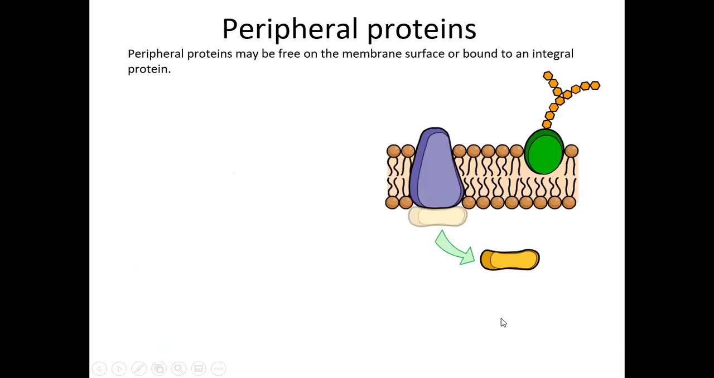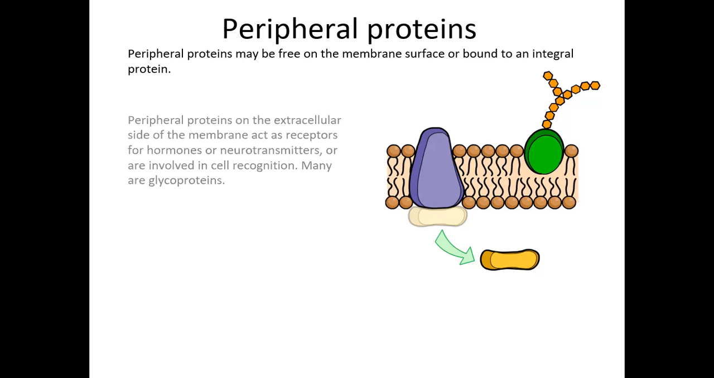Our peripheral proteins, our proteins on the outside, these may be free on the membrane surface, or they can be bound to an integral protein. So like that yellow one was bound, it can actually also then get released, or it can be free. So peripheral proteins on the extracellular side of the membrane, so this is on the side that's to the outside of the cell, they act as receptors for hormones or neurotransmitters, or they're involved in cell recognition. So three different things they can do.